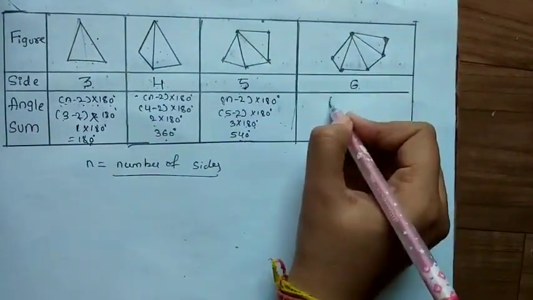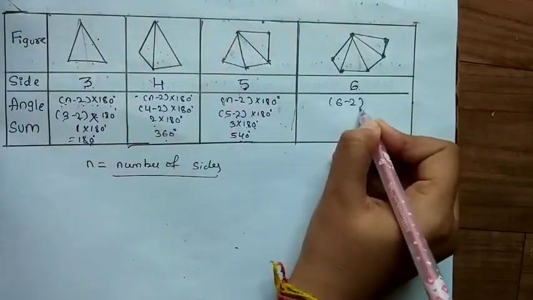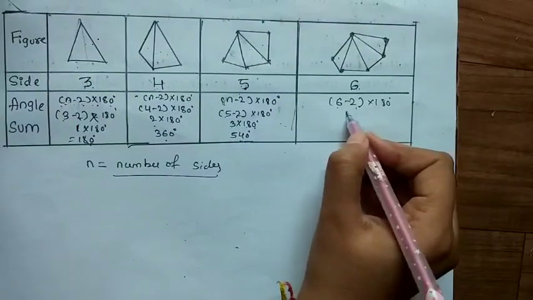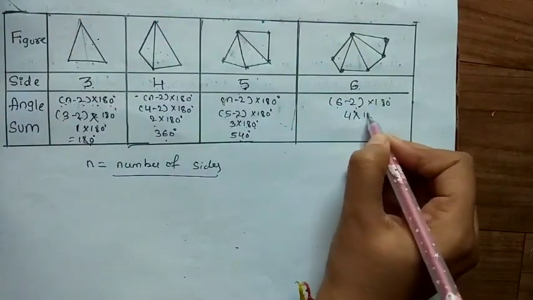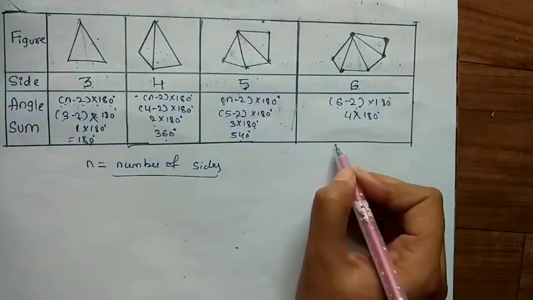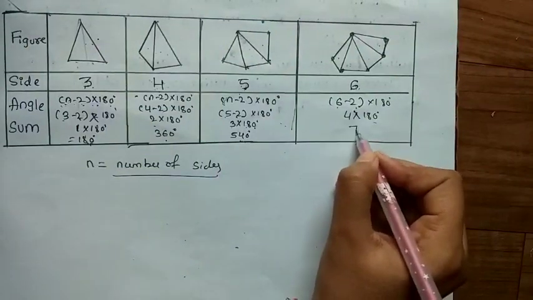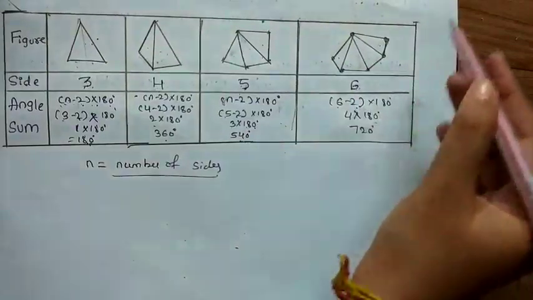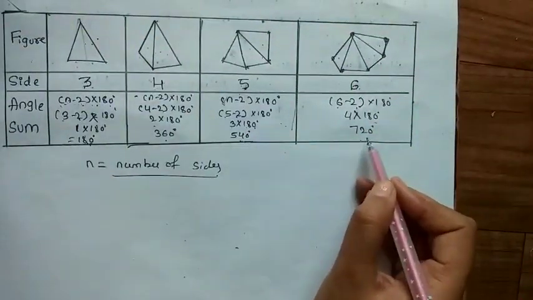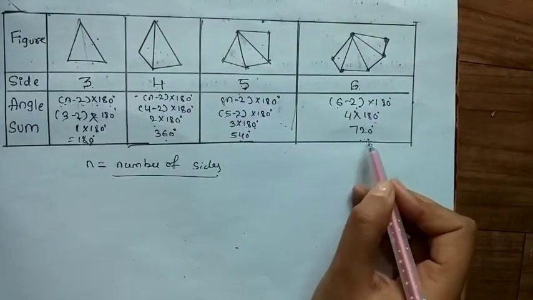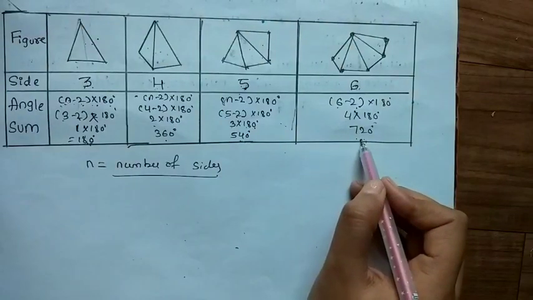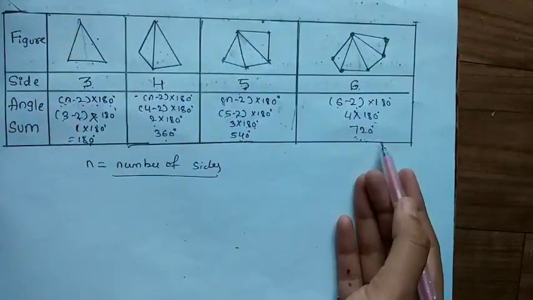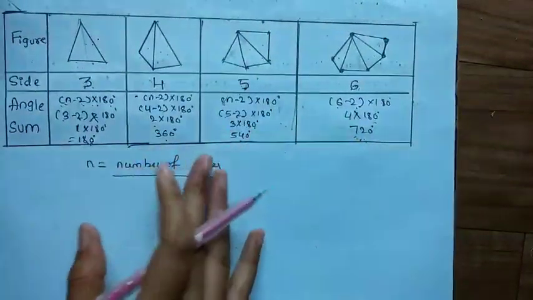Let's do the same method for the hexagon. Here n is 6. (6 minus 2) into 180 degrees. 6 minus 2 is 4, so 4 into 180 degrees is 720 degrees. The sum of the angles of the hexagon is 720 degrees. This is the method we are applying, the angle sum property of polygons of nth side. So this procedure we are applying in the fourth question.